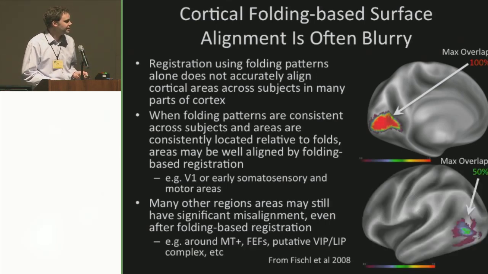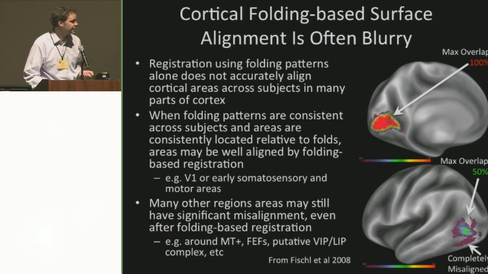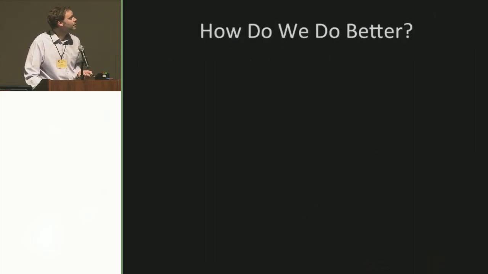Around MT is a more challenging one. We only get about 50% overlap there. The IPS is another challenge, or the frontal eye fields. And here we have even some areas that are completely misaligned. So how do we do better?